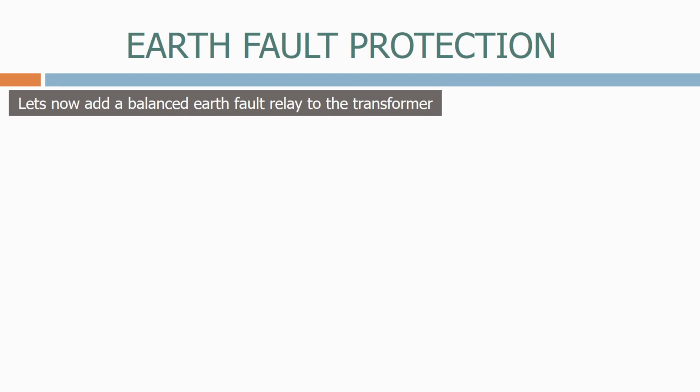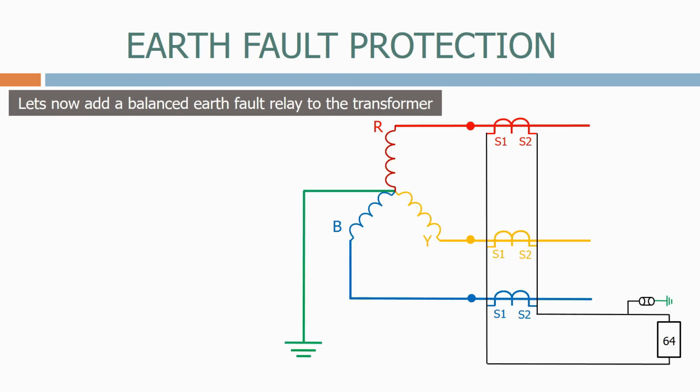Let's now add a balanced earth fault relay to the transformer. This is connected in the same way as before. Let's now energize the transformer. With no fault present, all the currents are in balance, and no spill current flows into the earth fault relay.